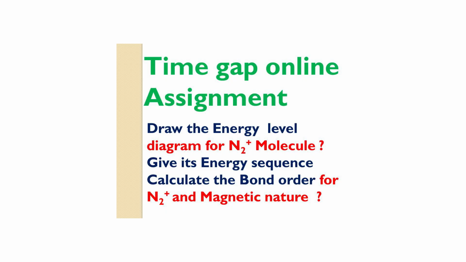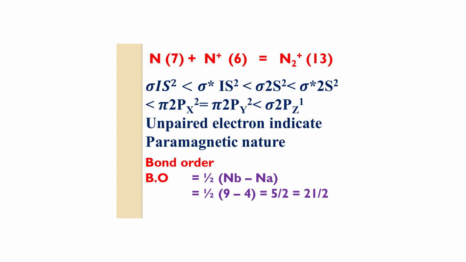Then students, we can do an assignment. Give the energy sequence of the N2 molecule and N2 plus, calculate the bond order and magnetic nature. How will you calculate the electrons of the nitrogen molecule ion? It is calculated as N plus N plus. Nitrogen with no charge has atomic number 7, plus N plus, where 1 electron is removed, that is 6. 7 plus 6, we get 13 electrons.